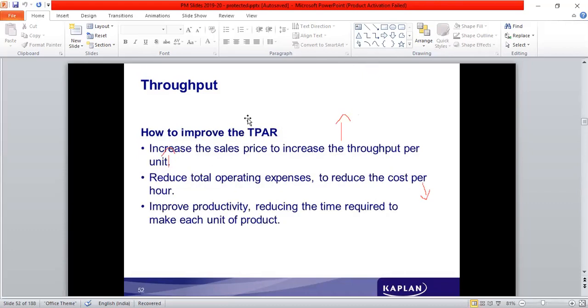So how to improve throughput accounting ratio? It says increase the sales price to increase the throughput per unit, reduce operating expenses to reduce the cost per hour, improve productivity, produce more number of units so that they can be sold. In that case, we see the numerator increasing. Also, reduce the time required to make each unit of the product. So that's how throughput accounting ratio can be improved.